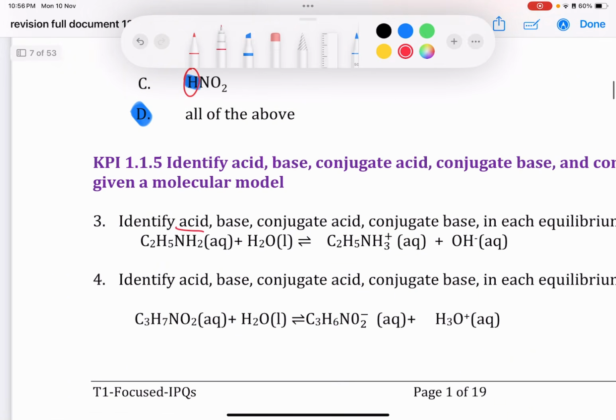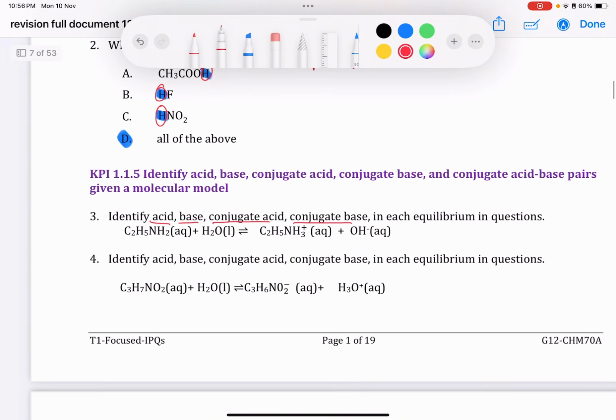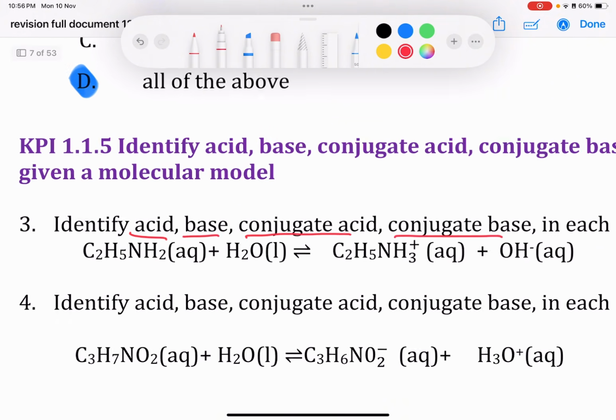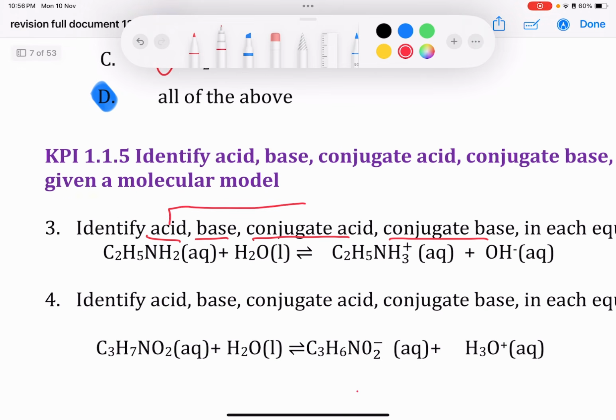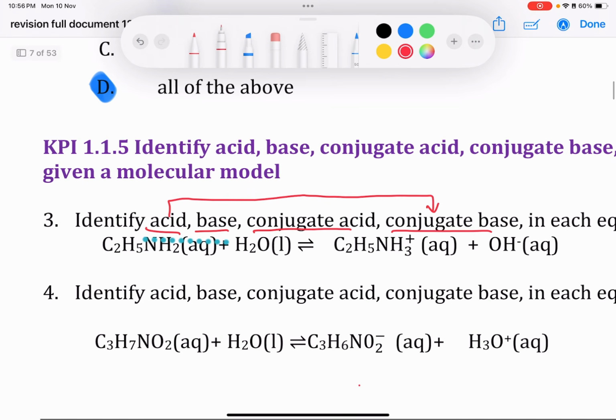Identify the acid, the base, the conjugate acid, and the conjugate base in each equilibrium in this question. Now you need to know that an acid, when it donates a proton, it becomes a conjugate base, and the base, when it accepts that proton from the acid, it becomes a conjugate acid.